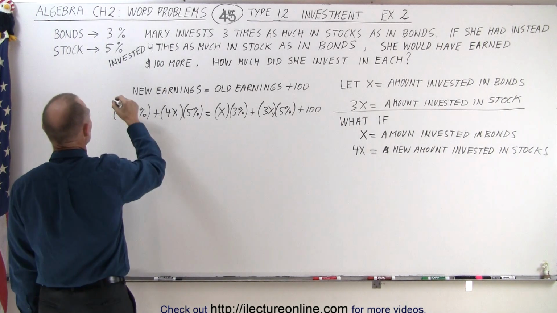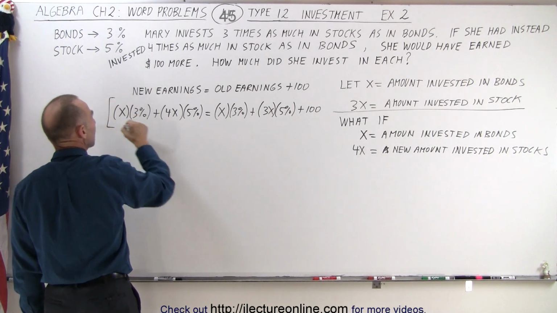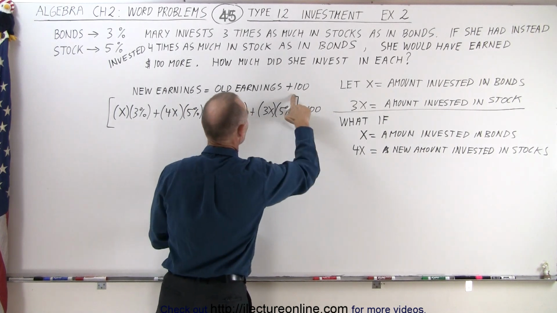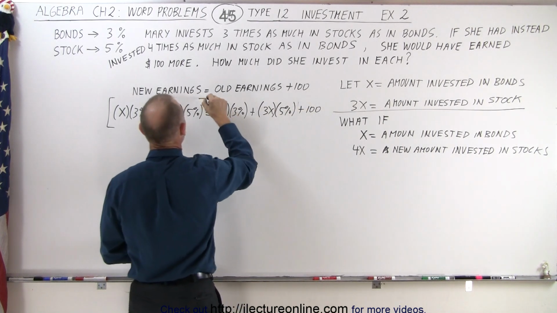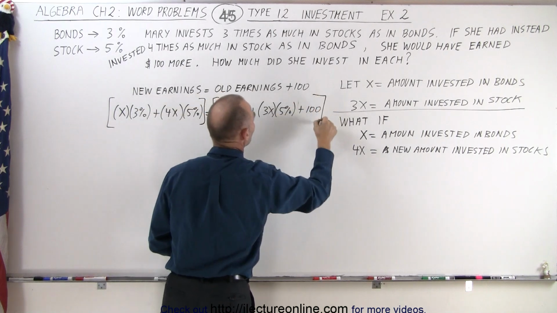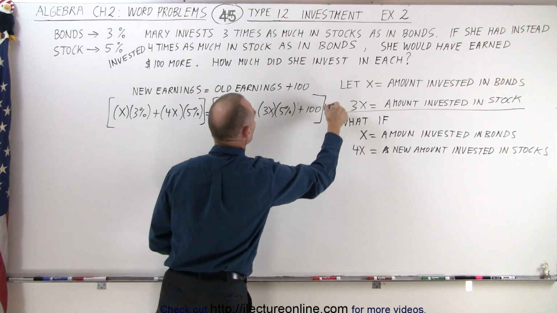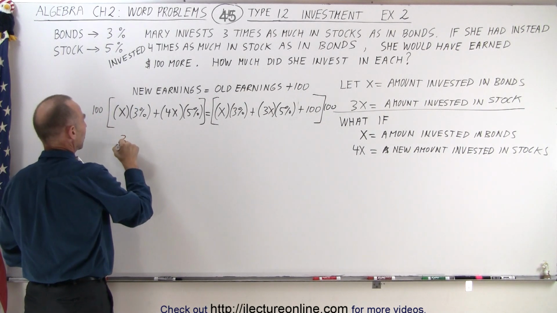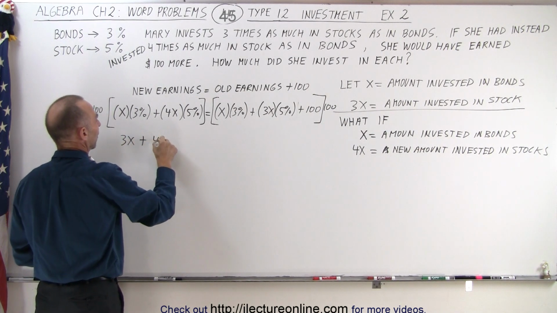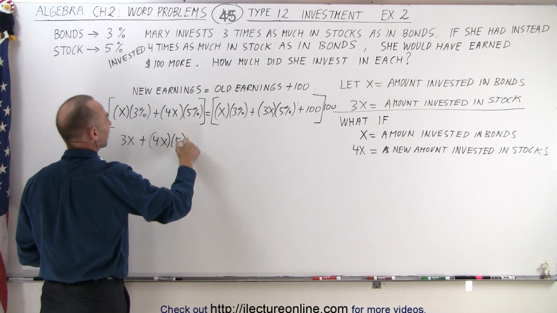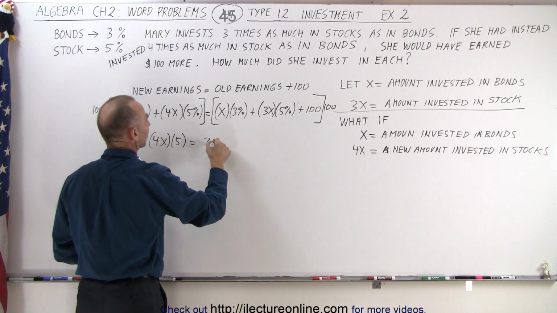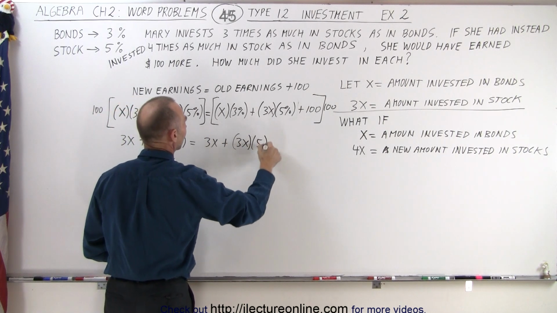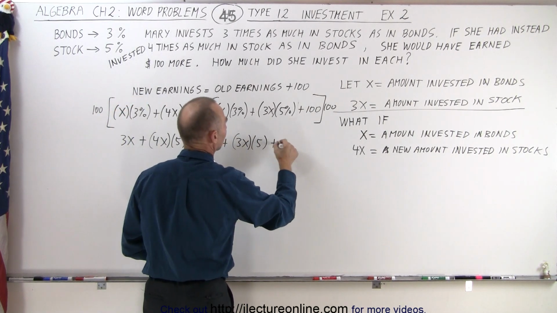Well, first what we want to do is get rid of the percentages. We have the left side and the right side of the equation, and we're going to multiply that times 100 to get rid of the percentages, which means we end up with 3x plus 4x times 5 is equal to 3x plus 3x times 5 plus 10,000.